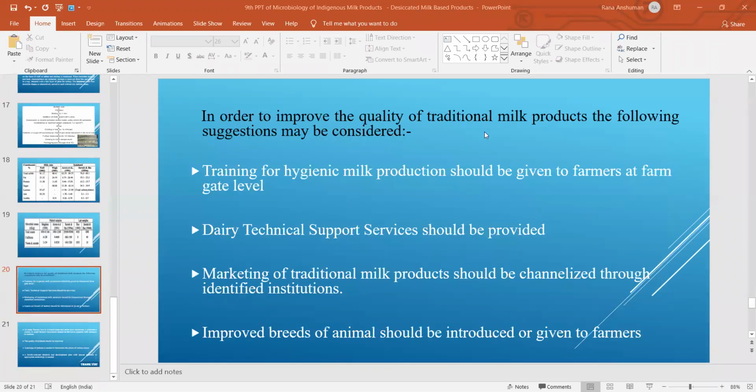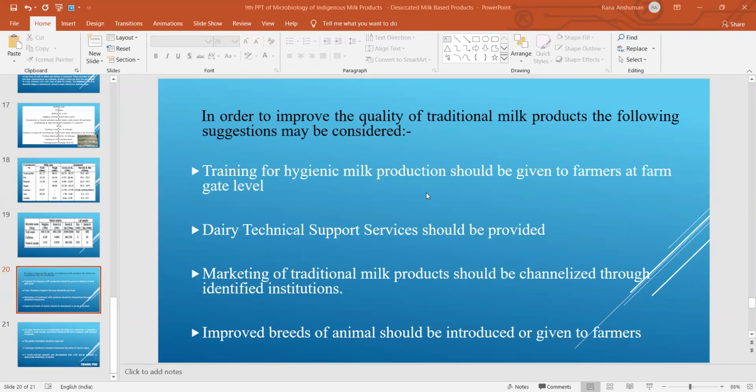So in order to improve the quality of traditional milk products, the following suggestions may be considered. Training for hygienic milk production should be given to the farmers at farm level. I have repeatedly told you that whenever you are going to manufacture any kind of dairy product, you have to collect very good quality raw milk. You have to minimize the total bacterial load, or the number of contaminating microorganisms, and only then can you produce a very good quality final product. At the same time, you will get a longer shelf life, and it will not spoil within the specified period which you are recommending to your consumer.